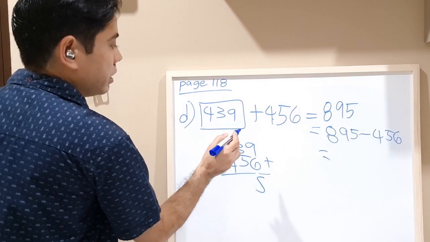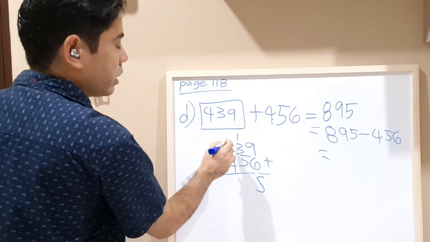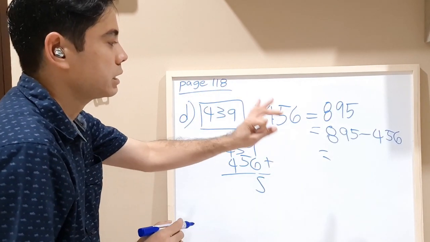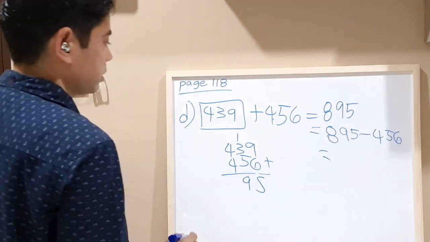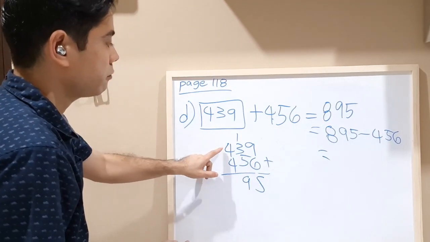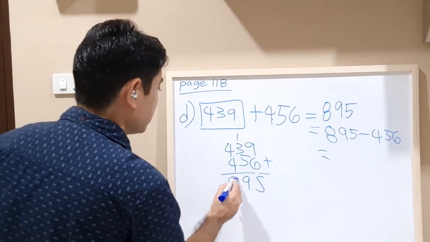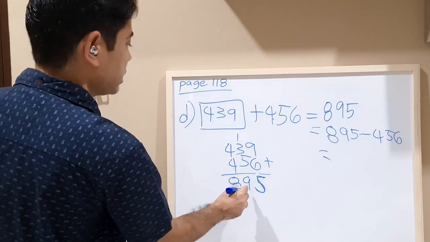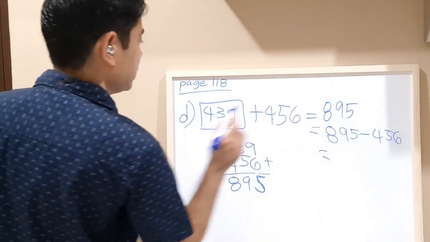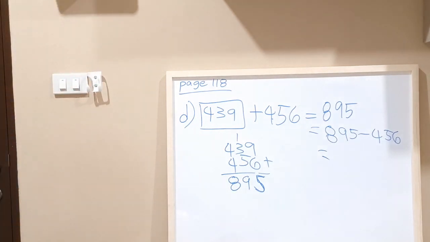1 plus 3, 4. 4 plus 5 is 4, 5, 6, 7, 8, 9. 9. And 4 plus 4 is 4, 5, 6, 7, 8. 8. So it is 895. The same. So we can go to letter E.